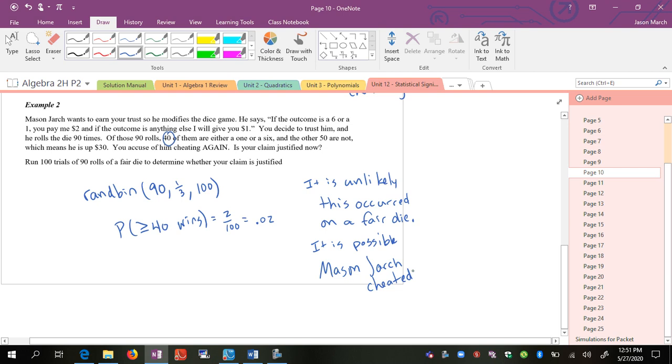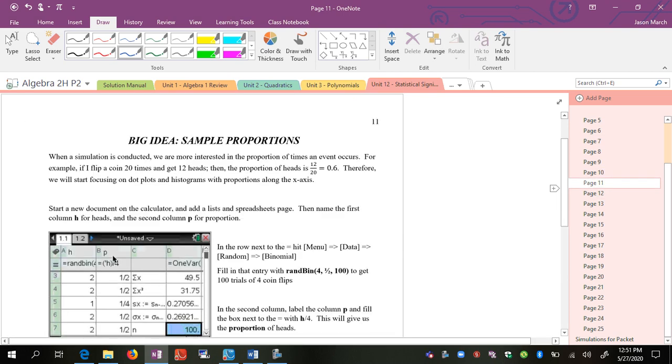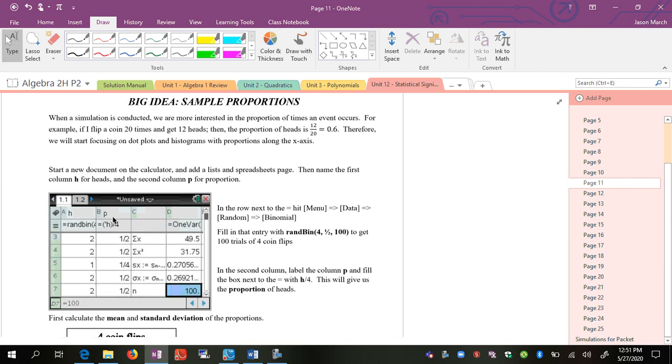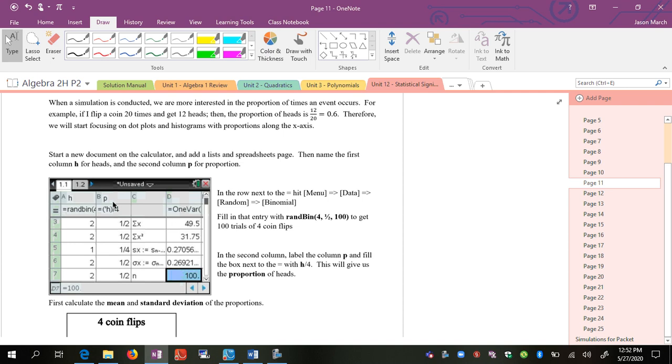Okay, so let's see what we got for the next page. All right, so now we need to look at the proportions of coin flips and proportions of outcomes. Instead of looking at the whole number, we're going to look at what proportion of times we got it. So I'm going to pause, let you take a quick read of this. I've got the description of what to do as you move along.